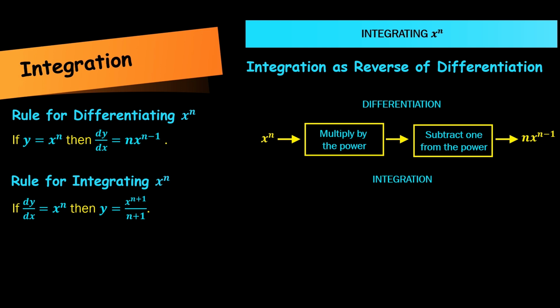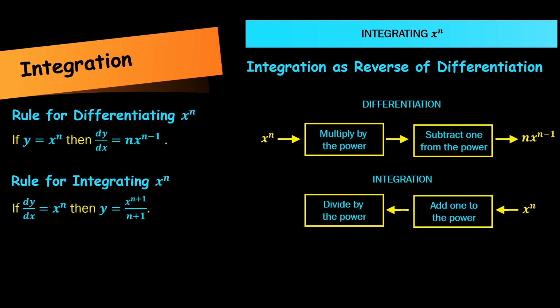And what do we do if we wish to integrate? We start with, say, x to the power n, then add 1 to the power, and then divide by the power, so that we are left with x to the power n plus 1 divided by n plus 1.